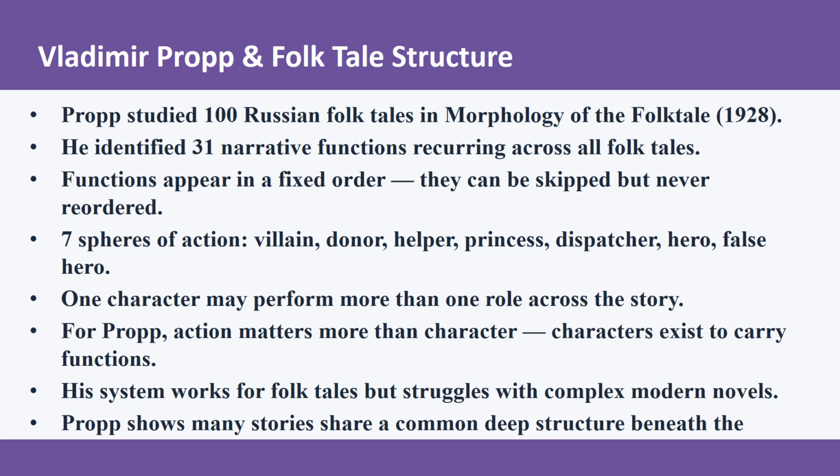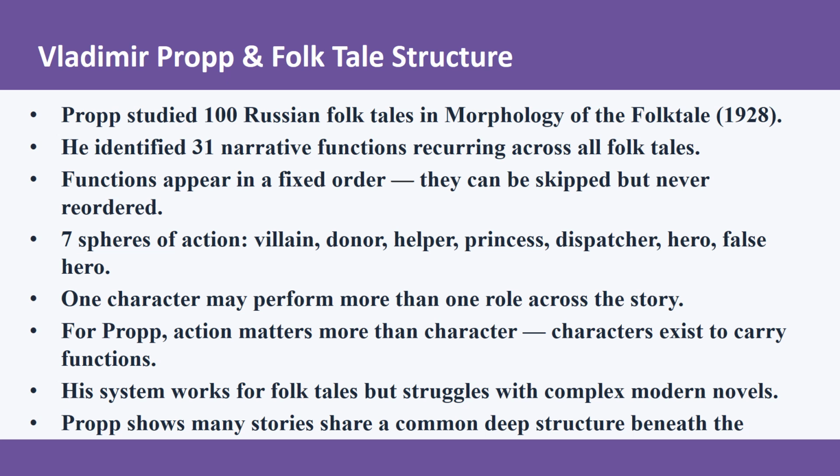After examining them carefully, he concluded that all of them were built from a basic list of 31 possible actions, which he called functions. A function is something that happens in the story, such as a villain causing harm, a hero leaving home, or a hero defeating the villain. Not every story contains all 31 functions, but every story uses some of them. Most importantly, the functions always appear in the same order.